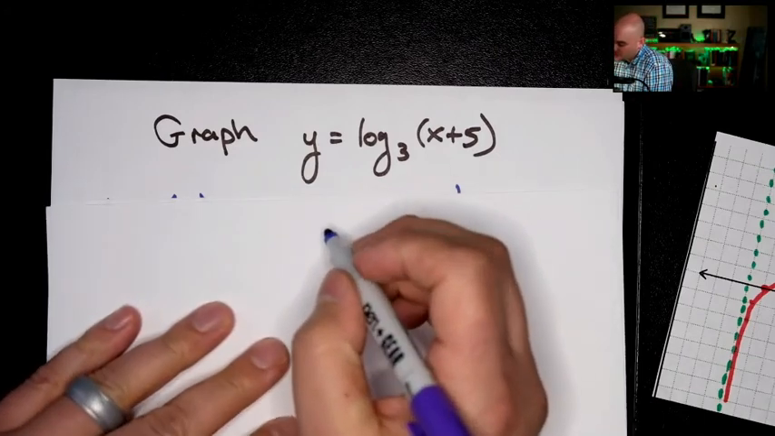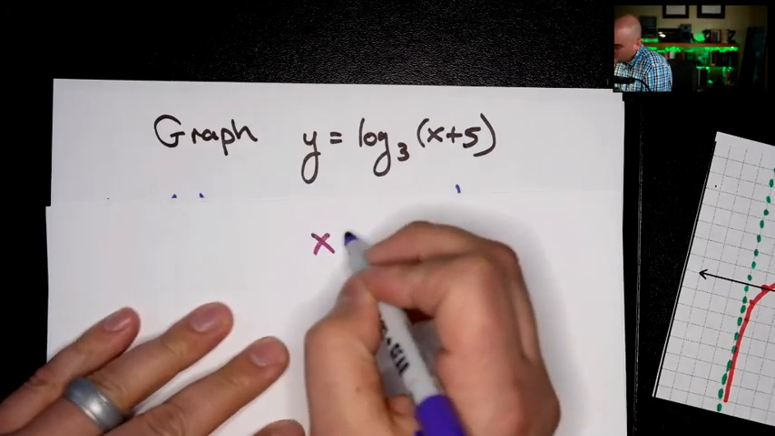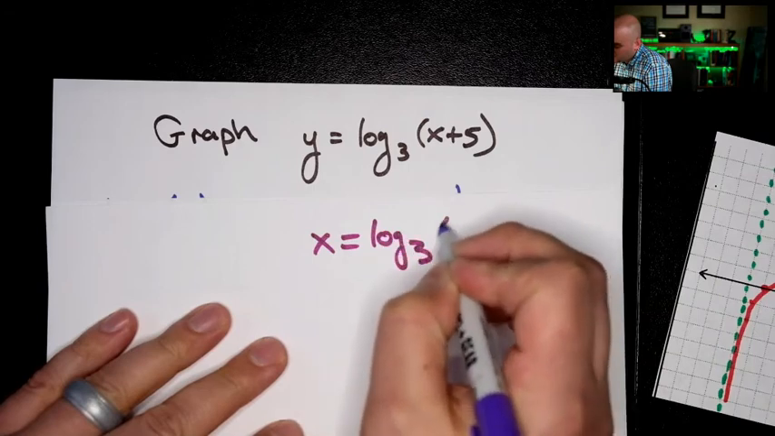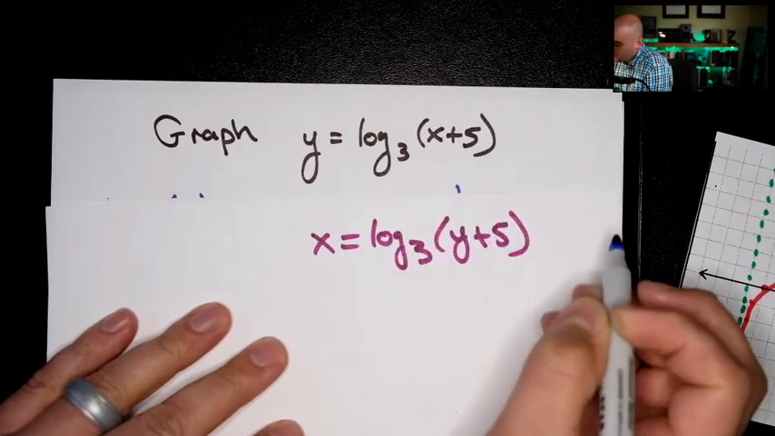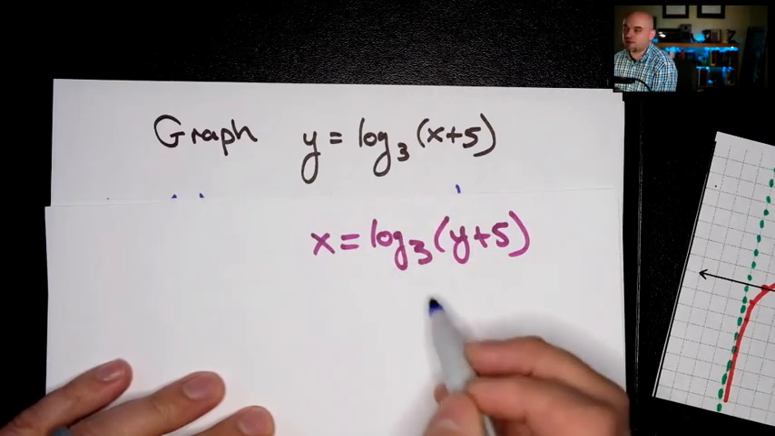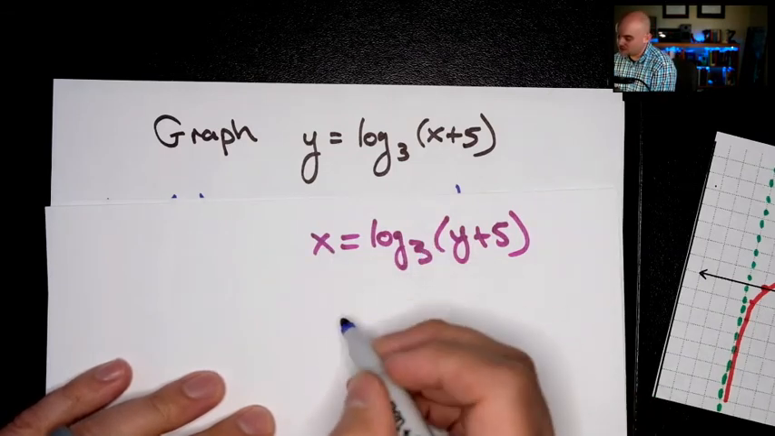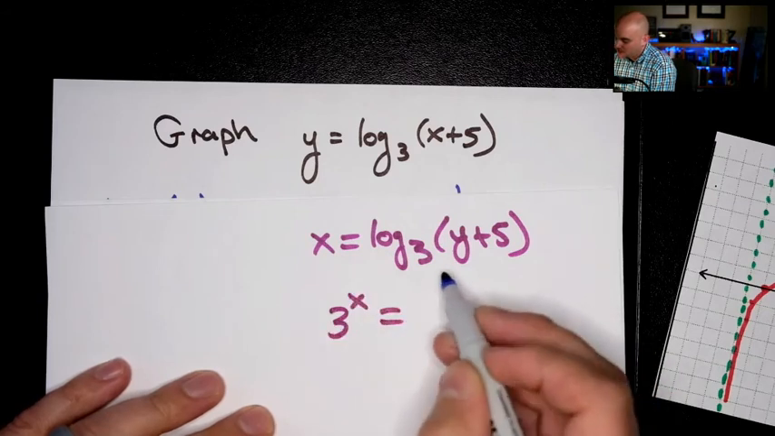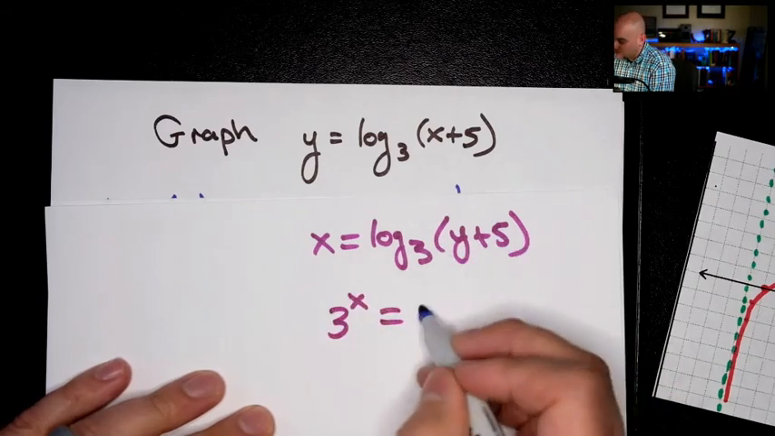So if I switch x and y, I get x equals the log base 3 of (y plus 5). And then I'm going to get y by itself. So how do I do that? Write it in exponential form. So this is 3 raised to the power of x, and that equals y plus 5.